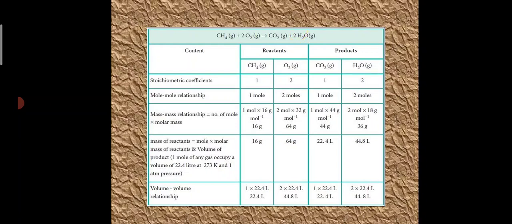Mole relationship if you see means 1 methane, so 1 mole, 2 oxygen, so 2 moles, 1 carbon dioxide, so 1 mole, 2 water, so 2 moles. Mass relationship, number of moles into molar mass. Mass relationship, we have to just multiply the number of moles with the molar mass. Molar mass of methane is 16. How is it 16? For carbon it is 12 and for hydrogen it is 4. 12 plus 4 will be 16. So 1 into 16 will be 16 gram.